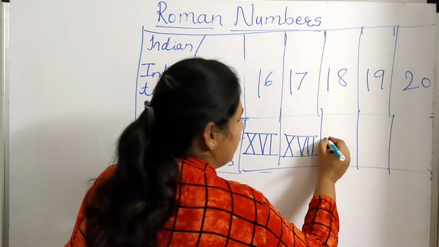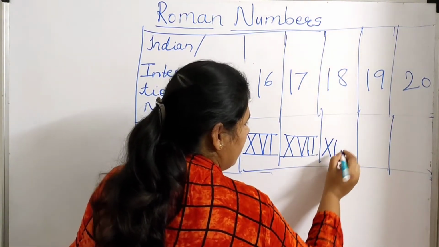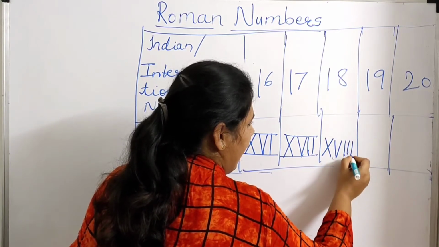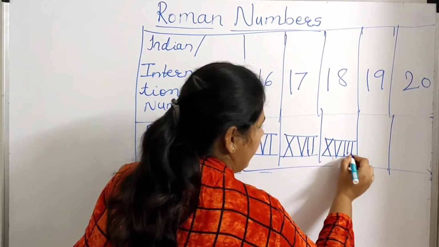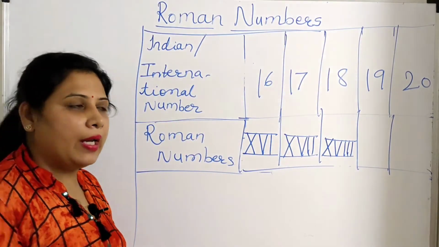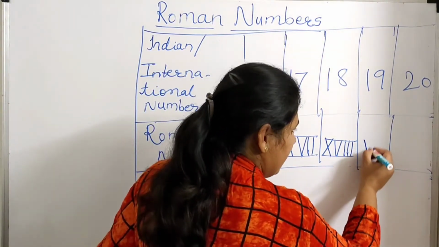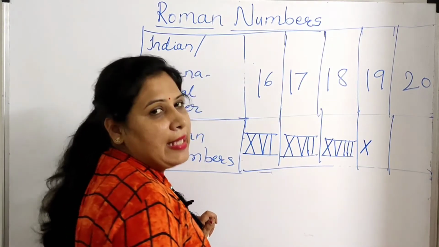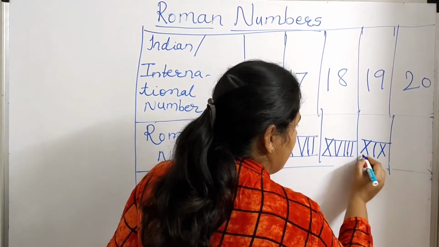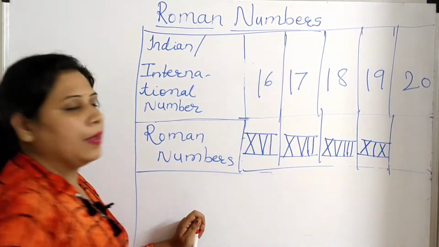For 18, 10 and 8. In the 10 we will add 8. So we will get number 18. So this is the Roman number for 18. For 19, 10 will be as it is and we will add 9 into that. So we get number 19.